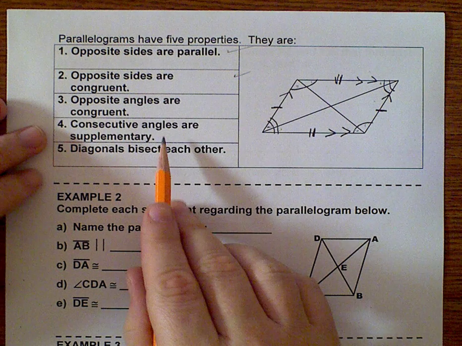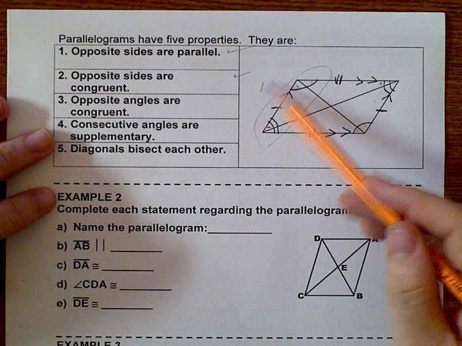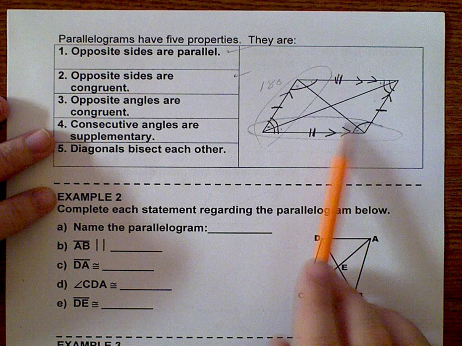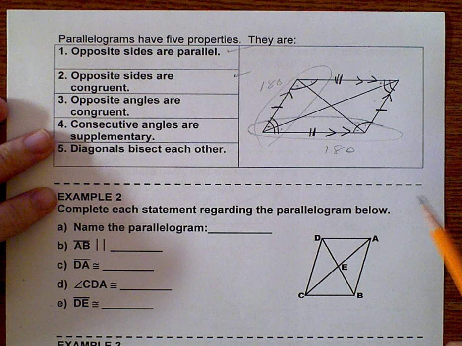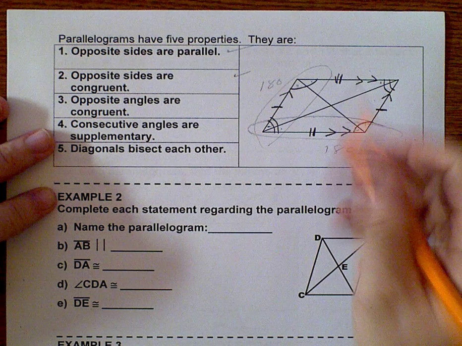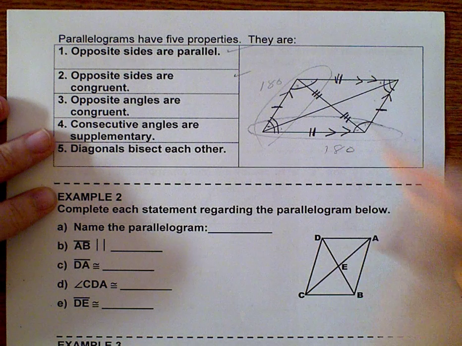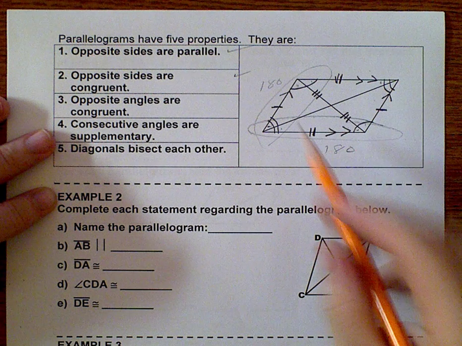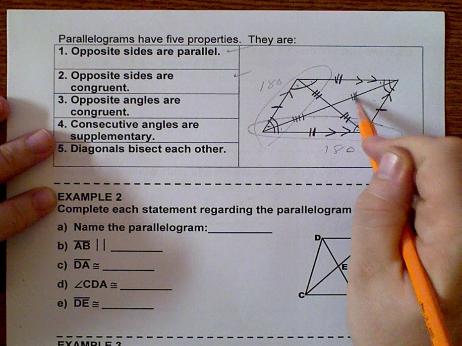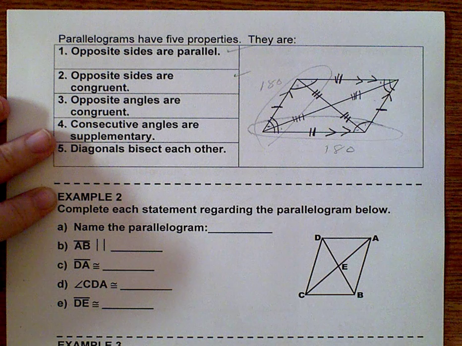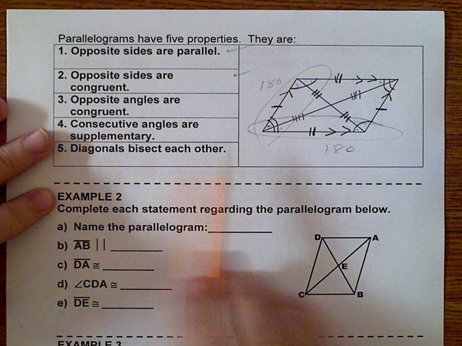It says that consecutive angles are supplementary. That means that these two angles would be 180, and those two angles would add up to 180. And then it says that diagonals bisect each other. That means that this diagonal is cut in half so that these two pieces are the same. And this diagonal is also cut in half so that these two pieces are the same. And these are all the properties of parallelograms.